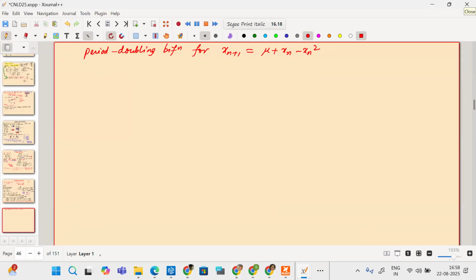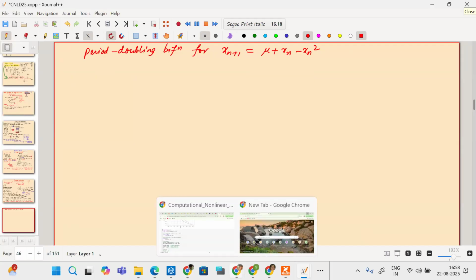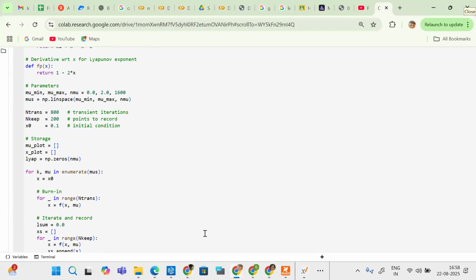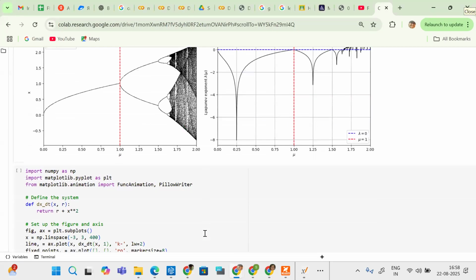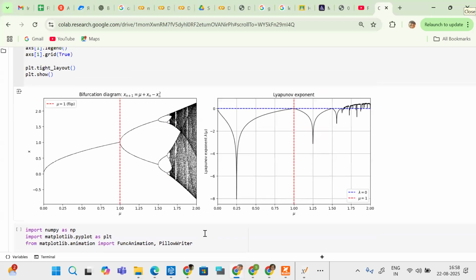So shall I move to the Python code? Yes, Python code. So this is the Python code for that function, and you can see exactly at mu equal to 1 you are seeing a period doubling bifurcation. The fixed point was there, and suddenly it doubled. This point is known as the bifurcation point. So you will find that at mu equal to 1, when you do the calculations, you have a period doubling bifurcation, right?